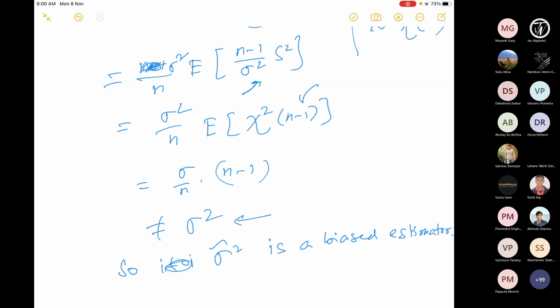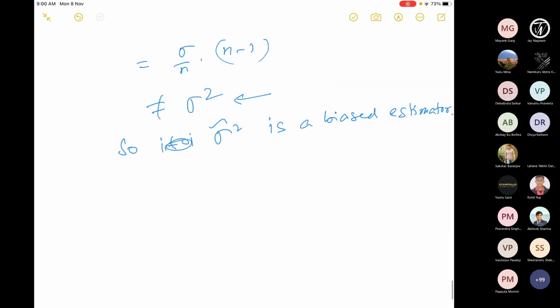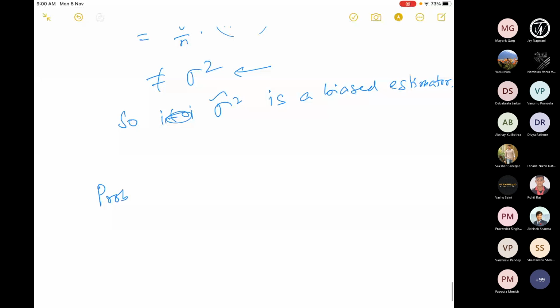In fact, there is a more general result. I'll state it as a problem. I'll not prove it, but you can try to prove it. It does not only depend on normal. It is always the case, for any population, that S square is an unbiased estimator for the population variance sigma square. So what I'm saying is, it does not matter if it is normal or not.